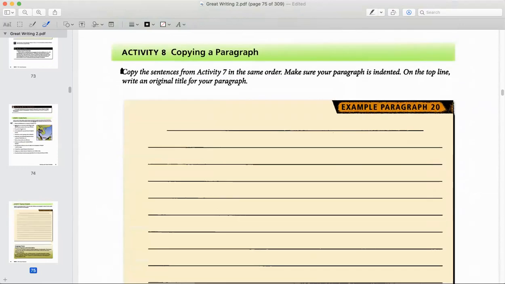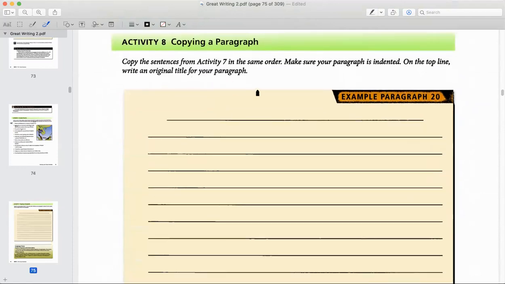In activity 8, you're going to copy the paragraph from activity 7 in the same order. This is just to make sure you remember how to indent, and it's a little warm up to do your own writing.